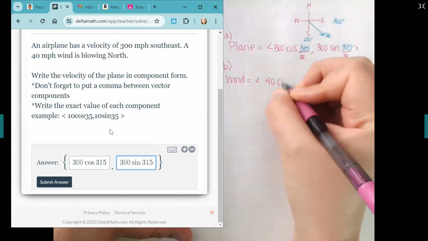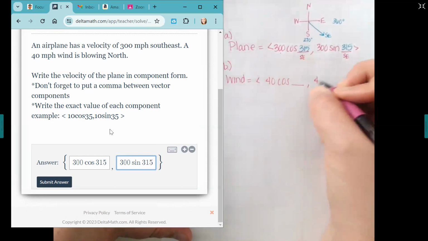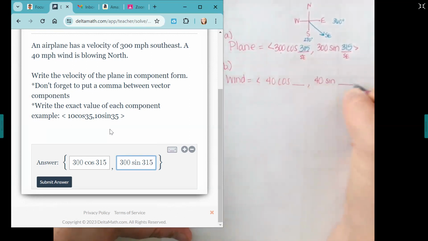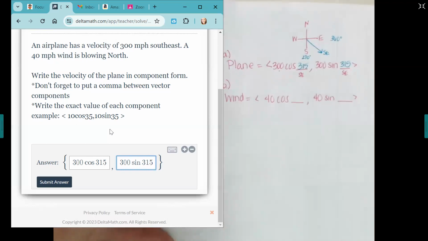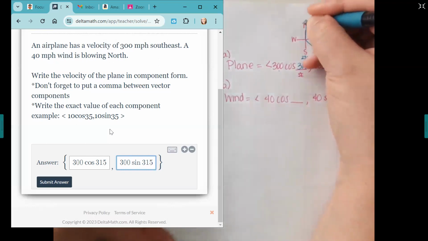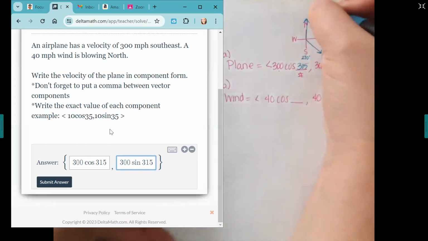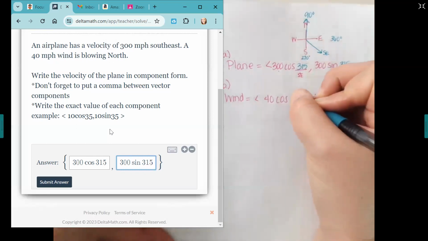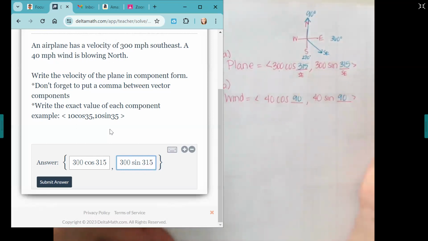40 cosine something, 40 sine something. And then what direction is it blowing? North would be perfectly straight up. How many degrees would north be? 90. That would be 90, that's right. So put 90 here and here. Then type it in. Or actually, maybe the next one's multiple choice. But either way, you should be picking that.